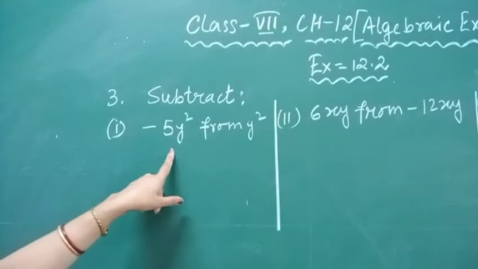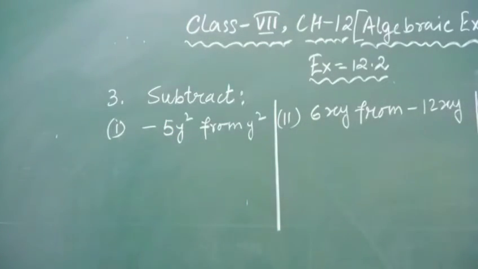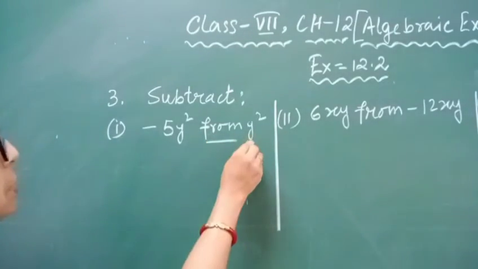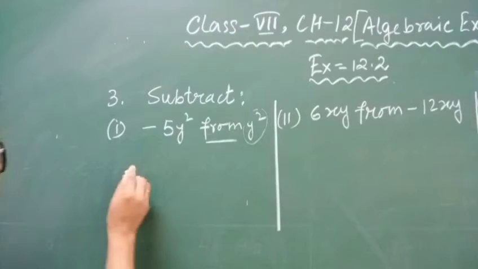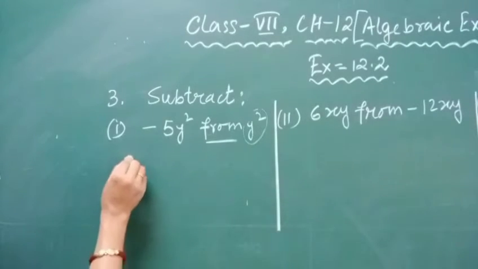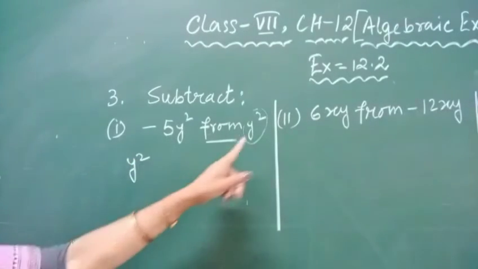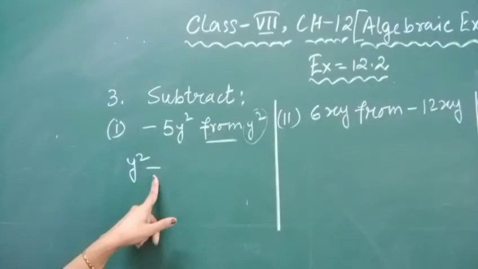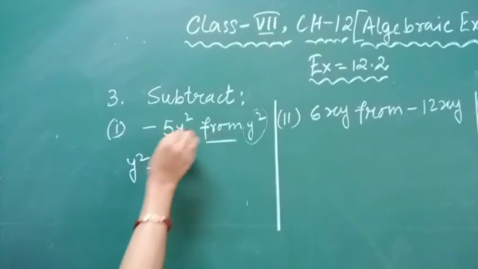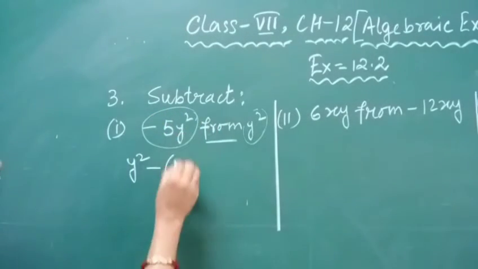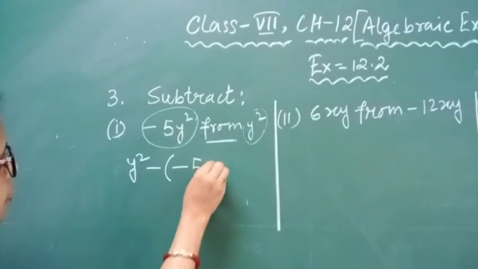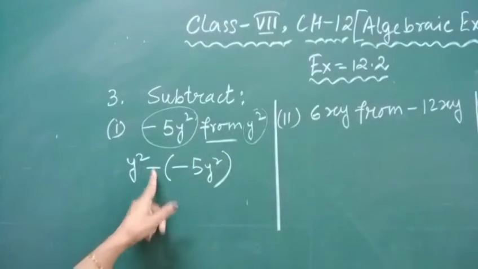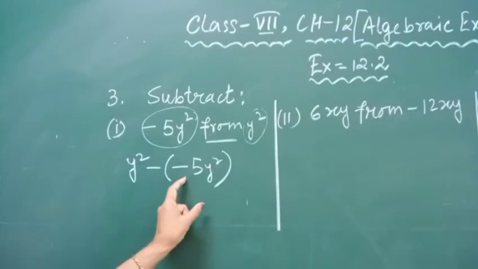Subtract minus 5y square from y square. And you know that from y square, so y square I have to write in front. So what is the solution of this sum? From y square we need to subtract, sign of subtraction. What we need to subtract? Minus 5y square. From y square we need to subtract this one, that means minus 5y square.